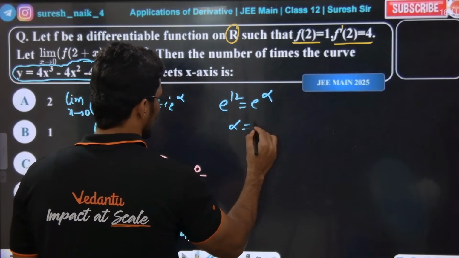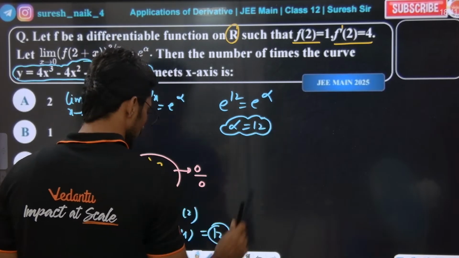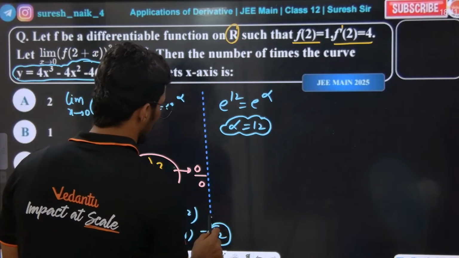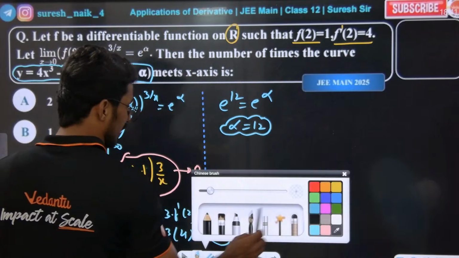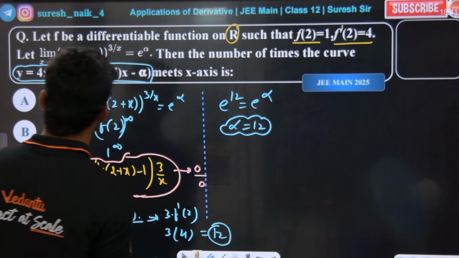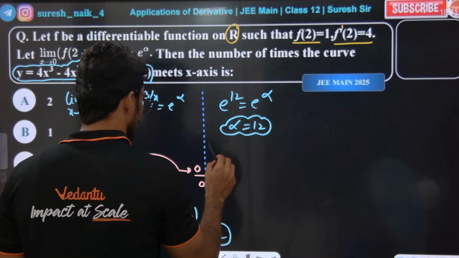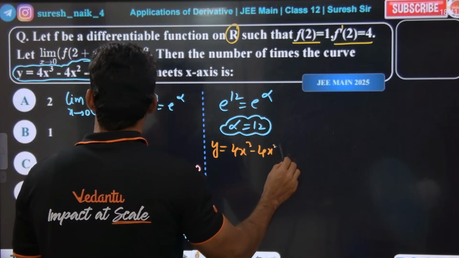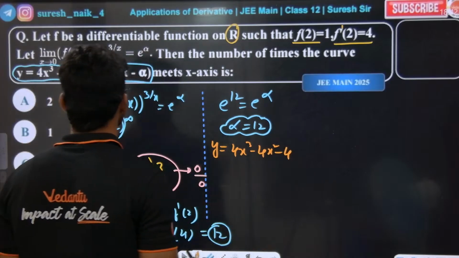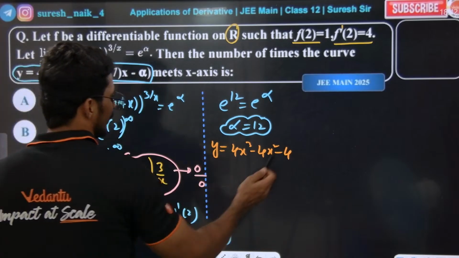Alpha is equal to what? 12, sir. Alpha is 12. Super. Now what logic am I going to apply? The alpha value has come. Now what is f(x)? y is equal to 4x cube minus 4x square minus 20x minus alpha, that is minus 12.